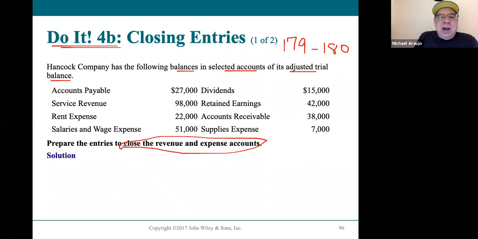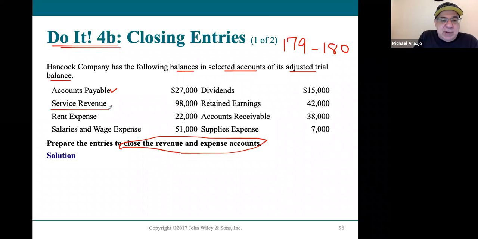Okay, well, accounts payable is a liability account. Liability accounts are not part of this process because we do not close asset, liability, or stockholders' equity accounts. We only close revenue, expenses, and the dividends account. So as soon as you can identify this as, in this case, a liability, we don't need to pay attention to it because it's not part of the closing process.